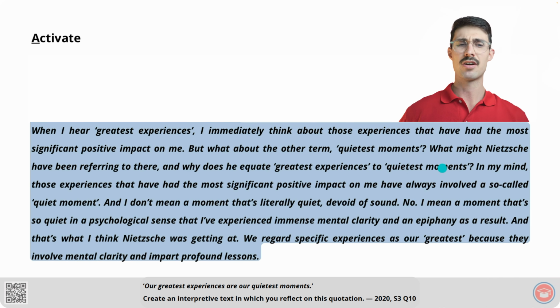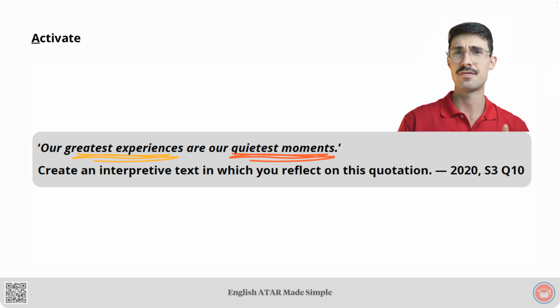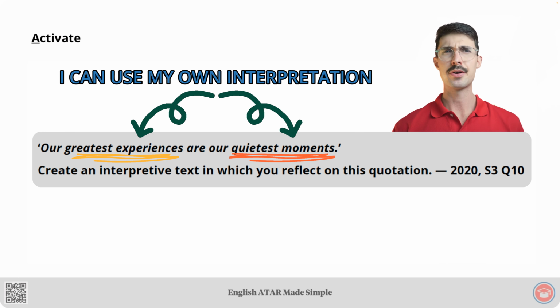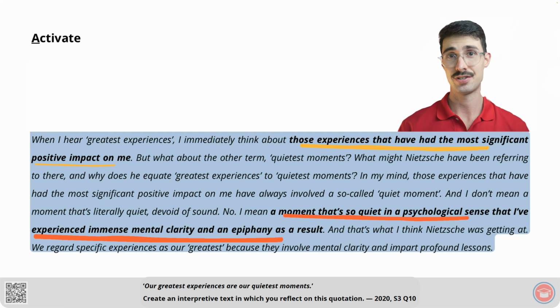This second paragraph doesn't necessarily activate the reader, but given the nature of this question and this quote, I needed to explain how I interpreted the terms greatest experiences and quietest moments. As I said in the plan for this question, the meaning of those terms is ambiguous. That means I could interpret the terms my own way. The emboldened words on the slide represent my interpretations of those terms.